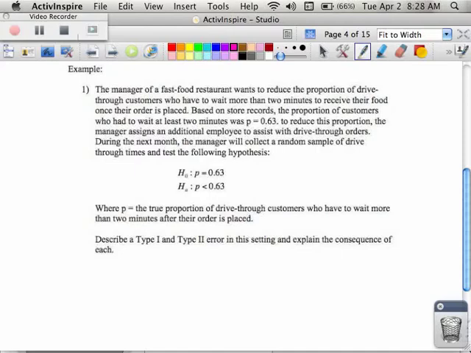To reduce this proportion, the manager assigns an additional employee, because hopefully this will speed things up, to assist with these drive-through orders. During the next month, the manager is going to collect random samples of the drive-through times and test the following hypothesis.